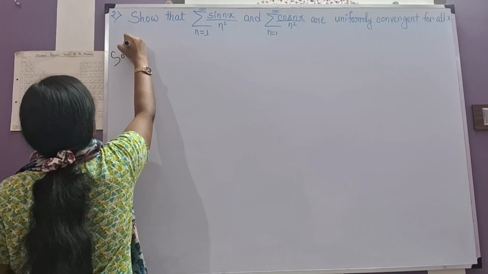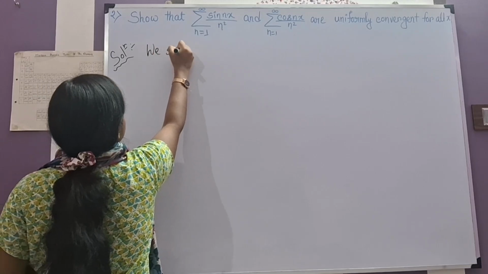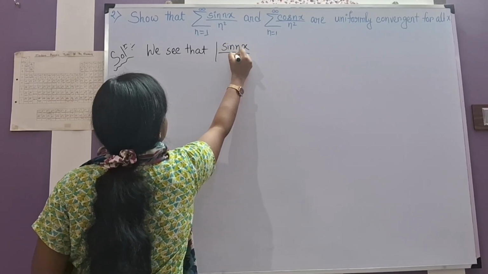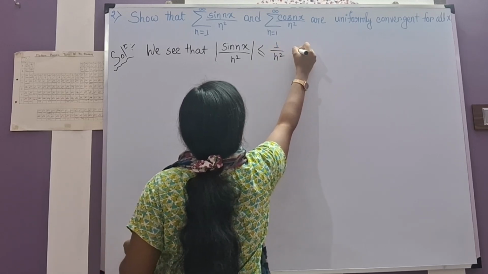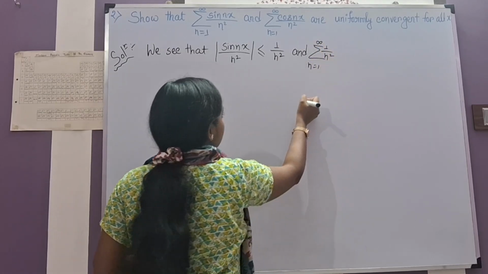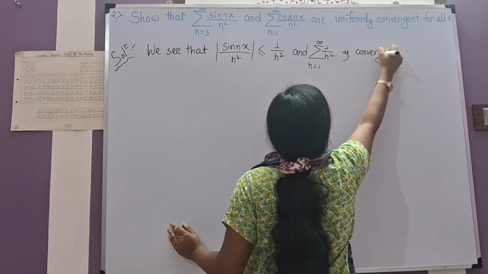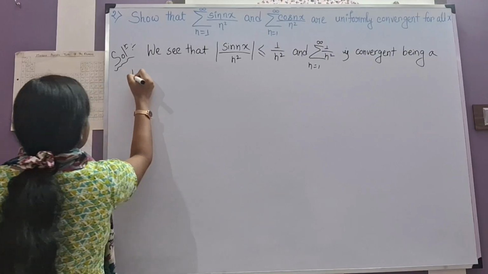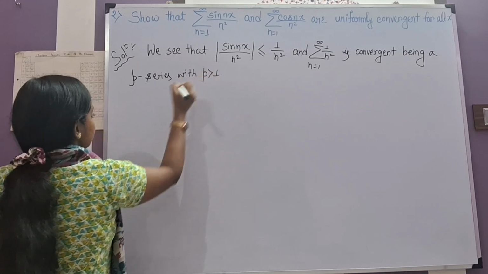Now we are going to solve this numerical. So here it is given that mod of sin nx by n squared is less or equal to 1 by n squared, and summation n equal to 1 to infinity 1 by n squared is convergent, being a, which kind of series? Yes, P series with P greater than 1.